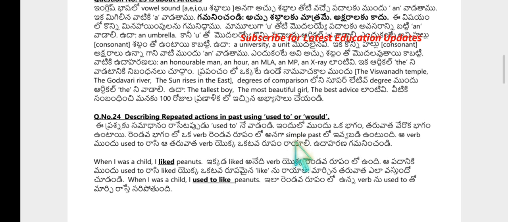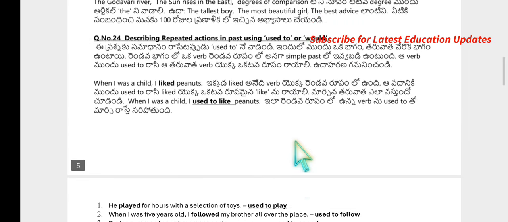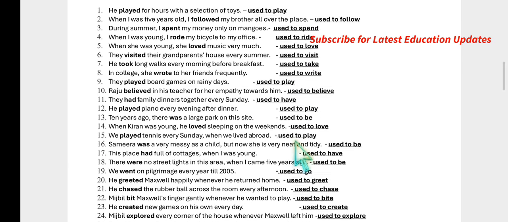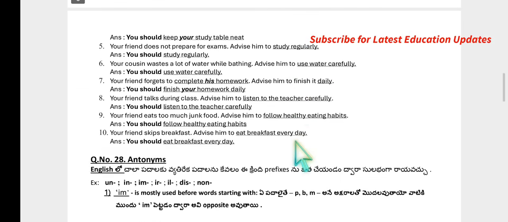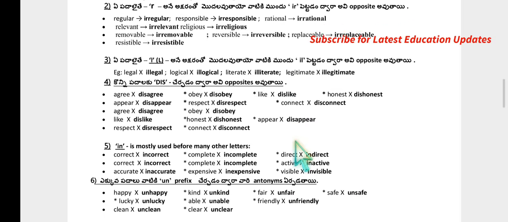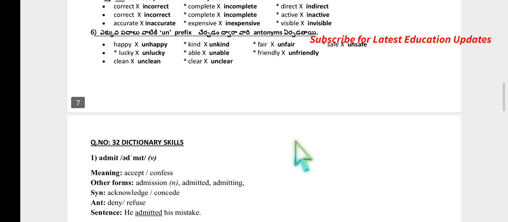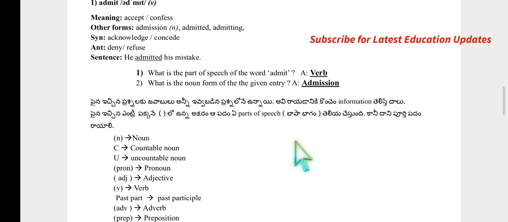So have these screenshots as a ready reference before the examination: would, used to and would to here, examples here, and then suitable advice, then antonyms here, very simple antonyms, then followed by prefixes and suffixes. Very easy is the next, dictionary skills.